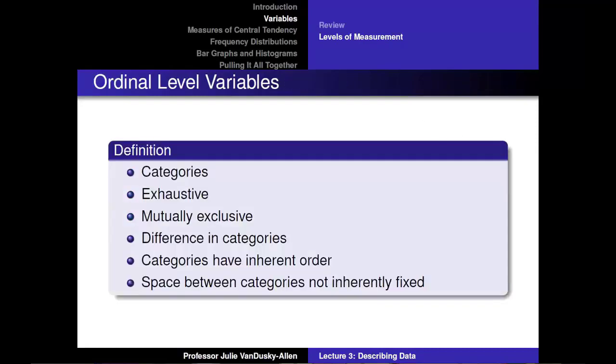Ordinal level variables also divide the subjects or observations in your variable into different categories. The categories are exhaustive, meaning that you include all the possible categories. The categories are also mutually exclusive, meaning that you can only place a subject or observation in your data set into one of the categories. In addition, there is inherent order with an ordinal level variable.